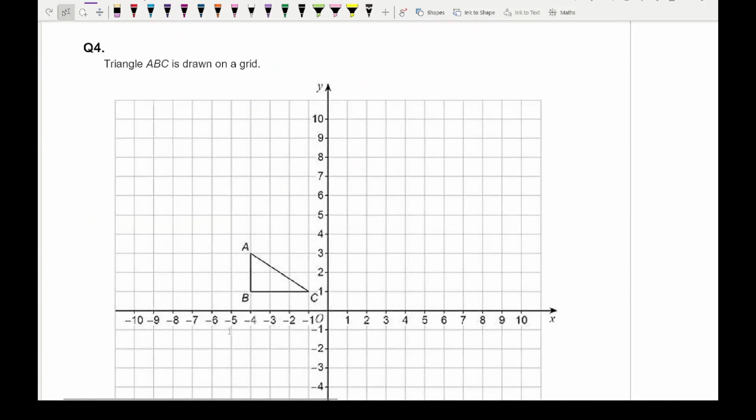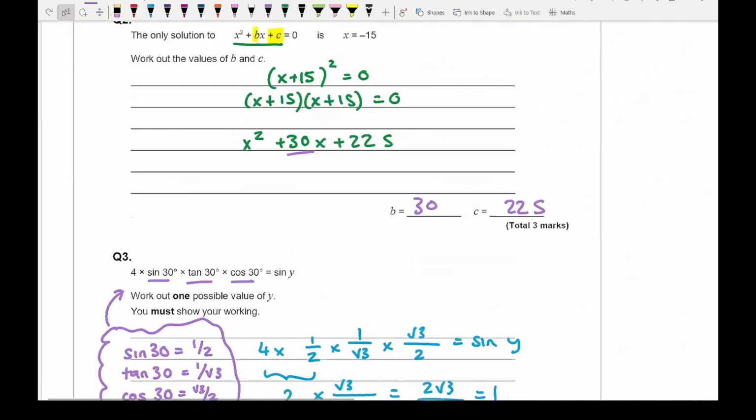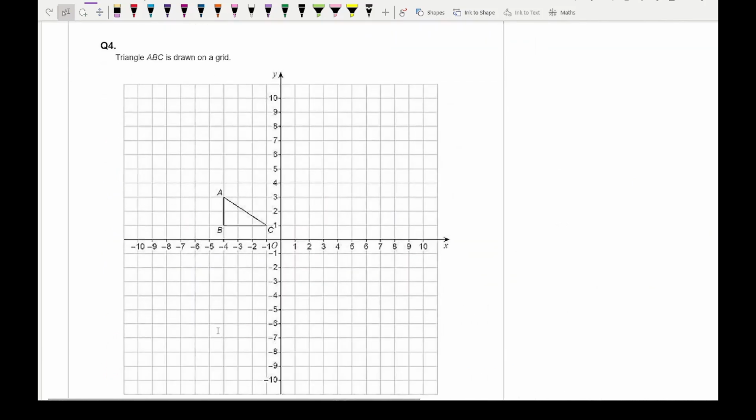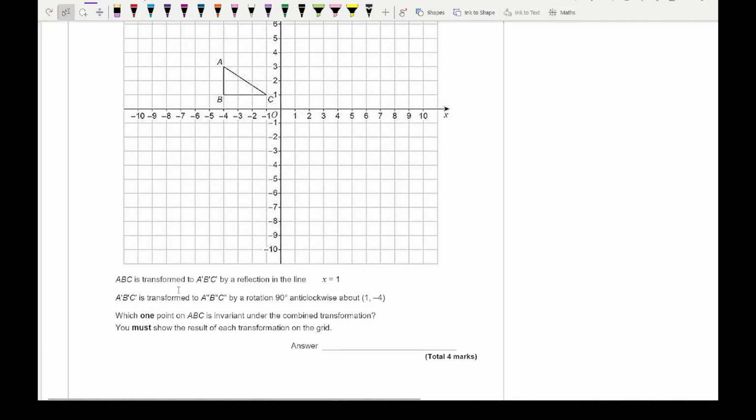Moving on to question 4, and I'm going to have to zoom out for this one, so apologies if you're working off the screen. Let's just go back to that question. And it says that triangle ABC is drawn on the grid. And it says that ABC is transformed to A'B'C' by the reflection in the line x equals 1. A'B'C' is then transformed again to A''B''C'' by the rotation of 90 degrees anticlockwise about (1, -4). And the question is asking us which one point on ABC is invariant under the combined transformation. You must show your result of each transformation on the grid.